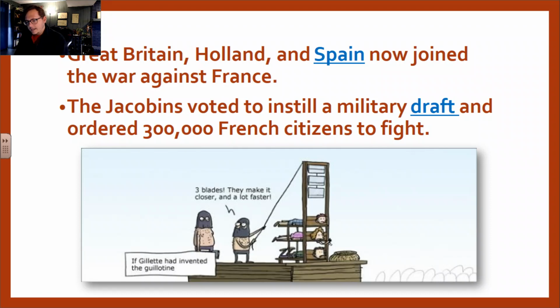So here we have a very funny little cartoon, you know. If Gillette, you know, the shaving company, were to make the guillotine, because their commercials are always bragging about, now we have 5 blades for a closer shave. It says 3 blades. It makes it closer and a lot faster. So if Gillette made the guillotine, you know, they'd have 3 blades. It's a joke. It's funny. You're allowed to laugh.